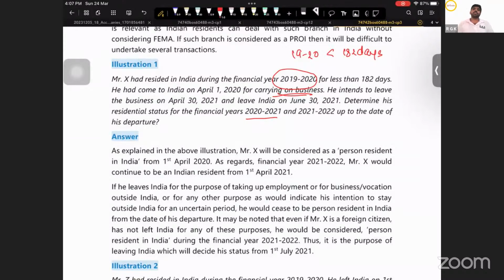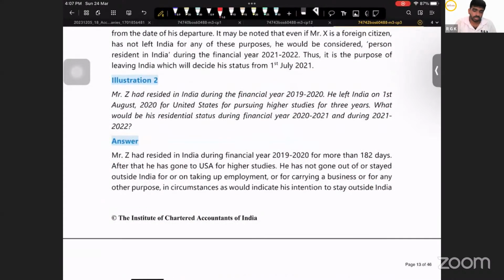However, if he is going out of India for any other purposes, then he will be classified as person resident in India. It is the purpose of leaving India that will decide his residential status from 1st July 2021. Now let us come to this part.